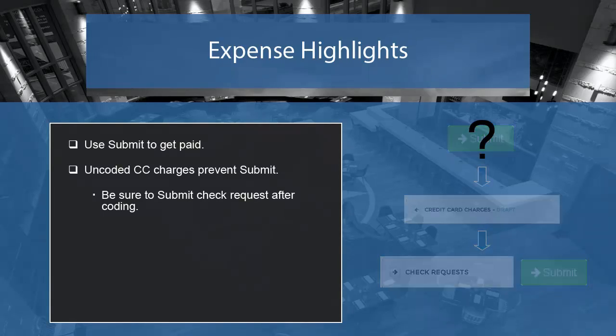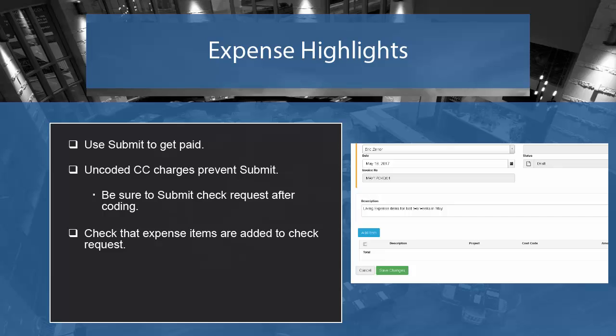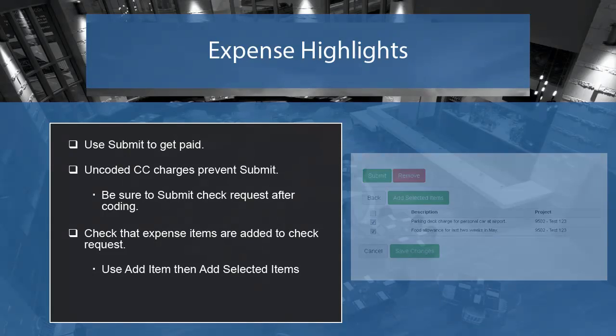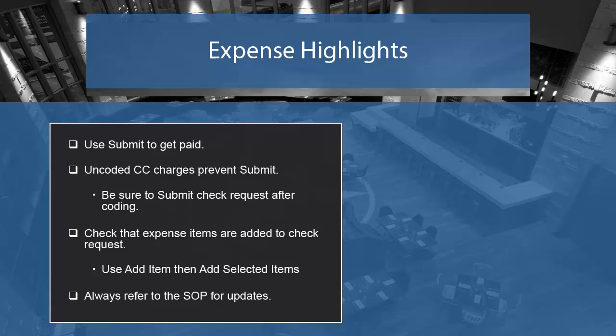Always check to see if all selected expense items have been properly added to your check request. The easiest way is to scroll to the bottom of the check request screen and see if your items are listed. If not, click Add Items, select your items, then click Add Selected Items to complete the process. Finally, always check the SOP for the most up-to-date expense policy information.